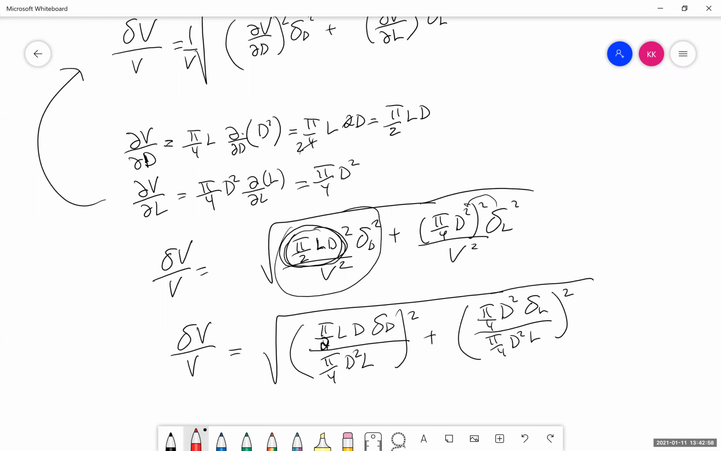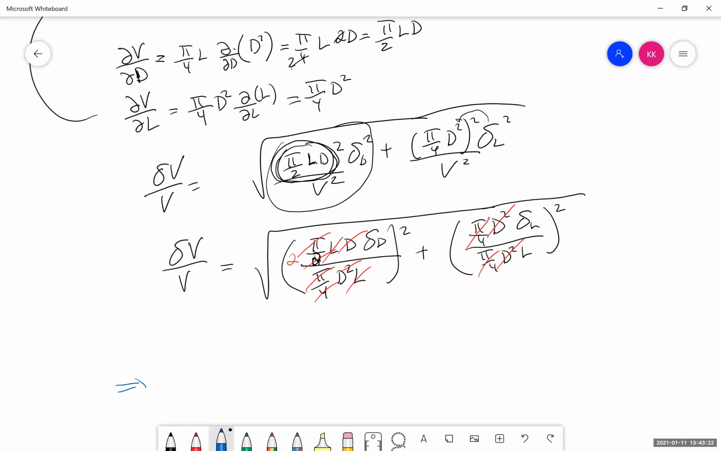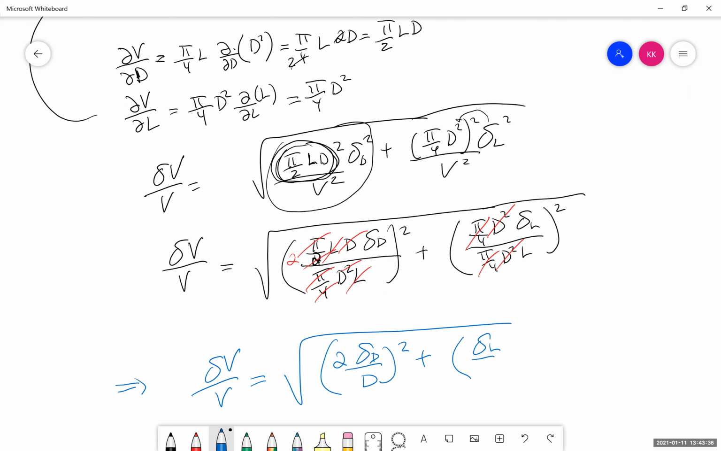Then I can simplify this. See, pi over 4 cancels out, D squared cancels out. Here, pi cancels out, L cancels out, this D cancels out with this one, and this 2 cancels with that one, and I have an extra 2 over there. Which means that my equation becomes delta V over V equals the square root of 2 times delta D over D squared plus delta L over L squared. So it simplifies to just that.